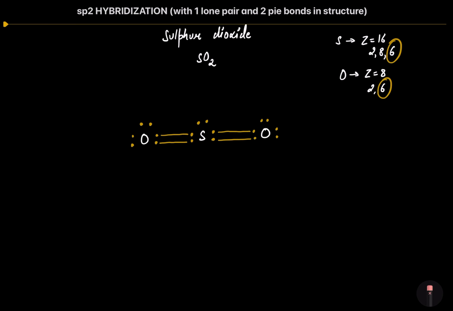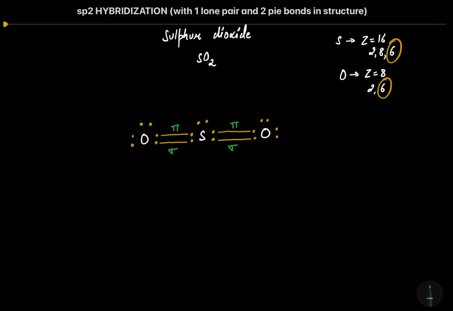Now, one more thing. Whenever a double bond forms between two atoms, one bond will be sigma and the other will be pi. So in this case, the double bond between sulfur and oxygen will have one sigma bond and one pi bond. On the other hand, we also have a double bond between sulfur and the second oxygen, and in that case also, one bond will be sigma and the other will be pi.